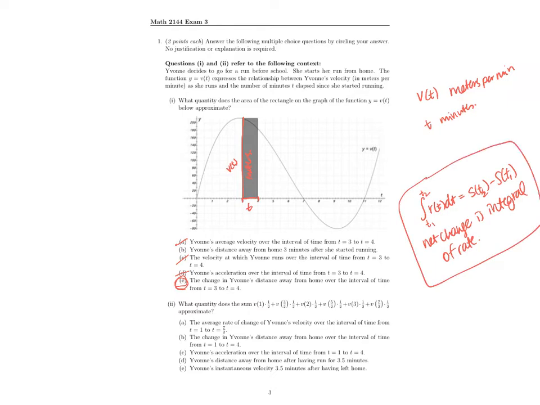Okay, and then it says, what quantity does this sum approximate? So if I look at this sum, I am computing the velocity at 1, the velocity at 3 halves, the velocity at 2, at 5 halves, at 3, and at 7 halves. So if I put that on here, so that's at 1. So all of these time periods, we're computing the velocity, and we're multiplying it by this 1/2. So what we're really doing is we're computing this.